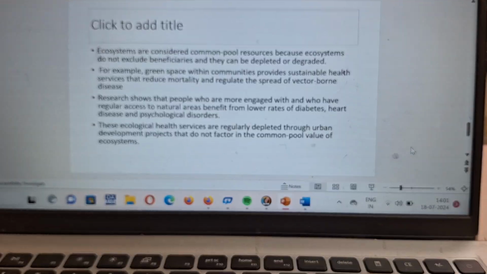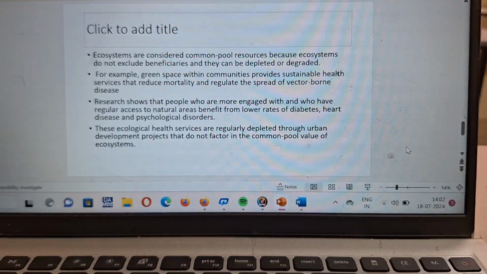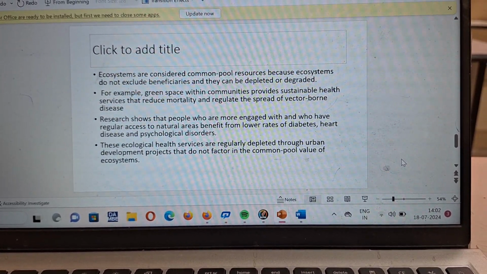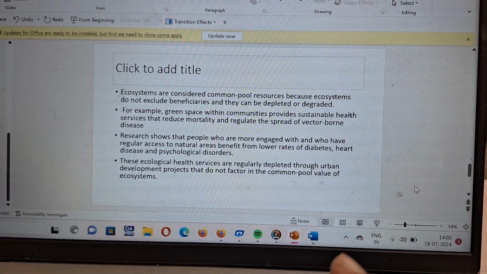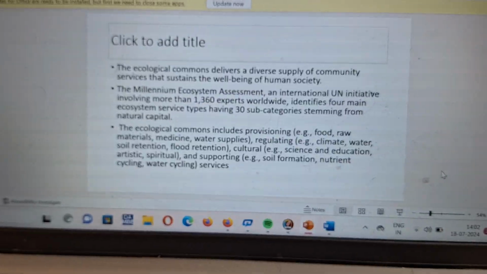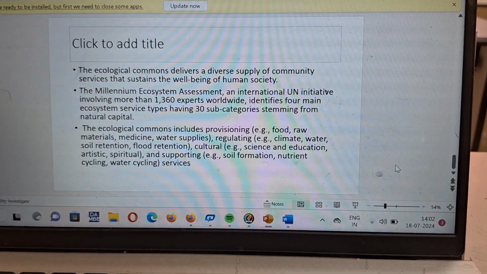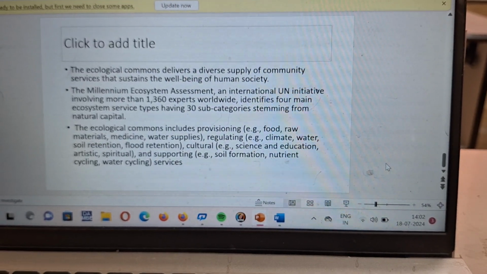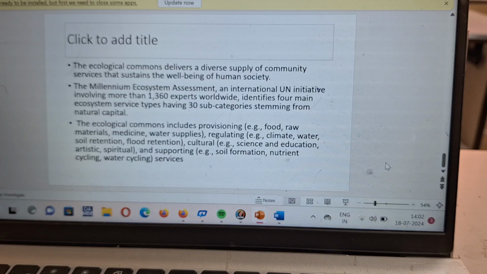Okay, now these ecological health services are depleting. Why? Because of the urban development. There has been urban development, and so ecology is being destroyed, and so we cannot reap the benefits of the ecology, because a lot of our natural ecology is being destroyed by urbanization in the urban areas. So this ecology delivers a diverse supply of community services that sustains well-being of human society. Millennium Ecosystem Assessment, an international UN initiative involving more than 1360 experts worldwide, identified 4 main ecosystem service types having 30 subcategories stemming from the natural capital.